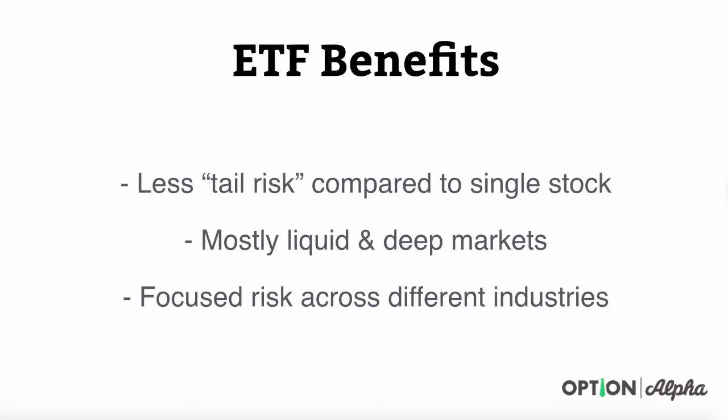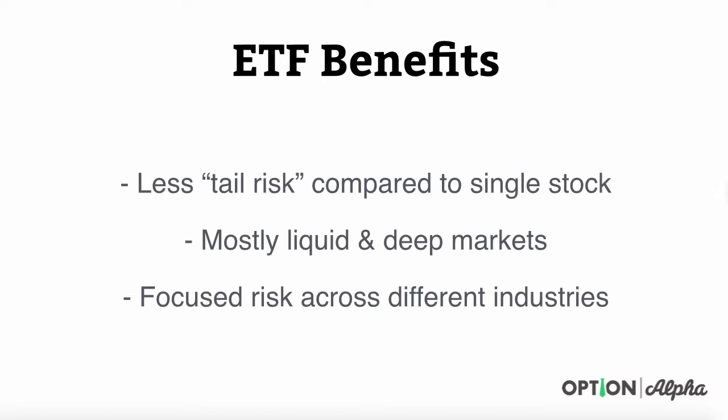Now, when we talk about ETF benefits, the first and major benefit of trading an ETF or a basket of securities is that it has less tail risk compared to a single stock. So when we talk about tail risk, that's the risk that we mentioned earlier in this video, the risk that a stock just has a huge move up or down because of a bankruptcy or an M&A deal. With ETFs, since they're baskets of securities, they don't tend to see huge moves in one direction or another. And that's why people like to trade them, but that's also a really big benefit.